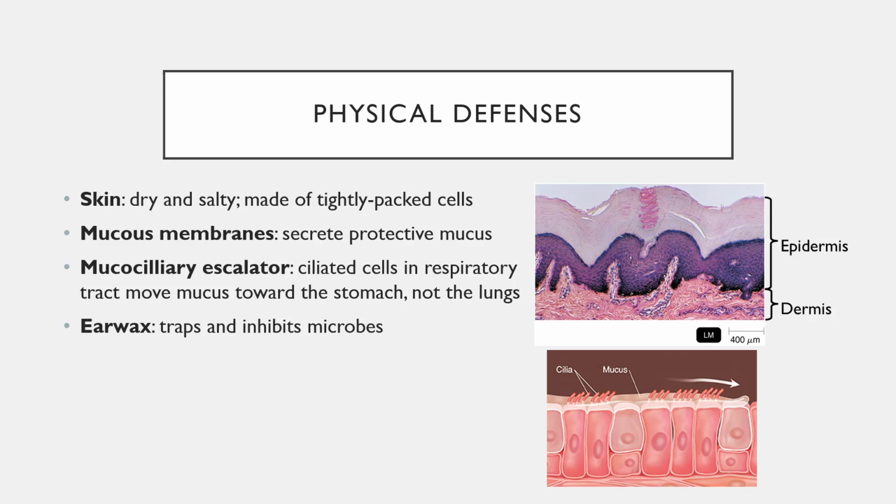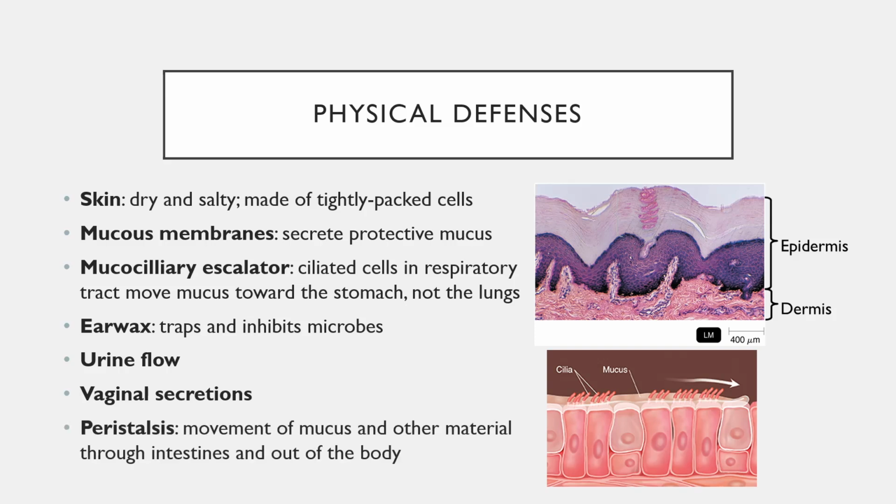Earwax, believe it or not, also represents a physical defense. Earwax is thick and sticky, which allows it to trap and inhibit microbes. The flow of urine allows microbes to pass directly out of the body rather than in. Vaginal secretions perform the same function. And then in our intestines, a phenomenon called peristalsis describes the unidirectional movement of mucus and other material through the intestines and out of the body. Peristalsis describes these muscle contractions that happen to pass material through the intestines and out the rectum.